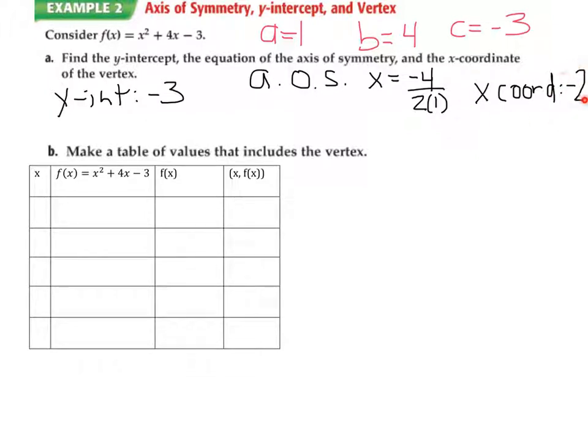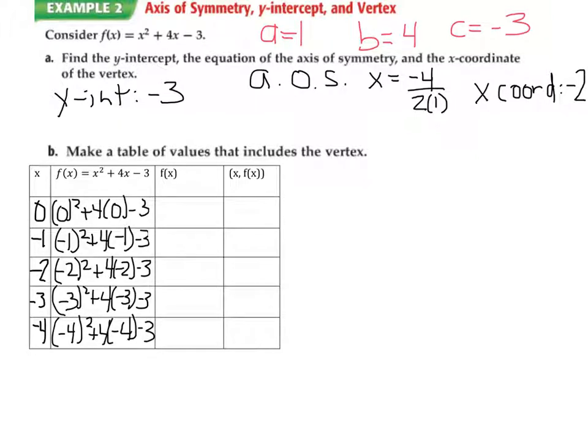Since we got negative 2 on that x coordinate, that's going to be the middle value of x that we choose. So negative 2 is our first x value, and then we just want to choose two values that are greater than negative 2 and two values that are less than negative 2. I'm just going to choose negative 1 and 0, and then negative 3 and negative 4. And you're going to see why it's so important that we choose that x coordinate as our first x value.